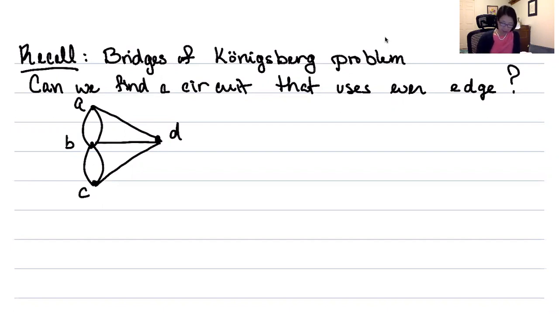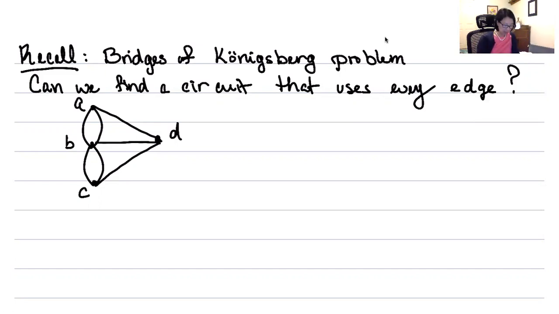It's a pseudograph because some pairs of vertices have more than one edge between them, like there are two edges between vertices A and B. Can we find a circuit that uses every edge? Let's see what would happen if we tried. Suppose the circuit started and ended at A.